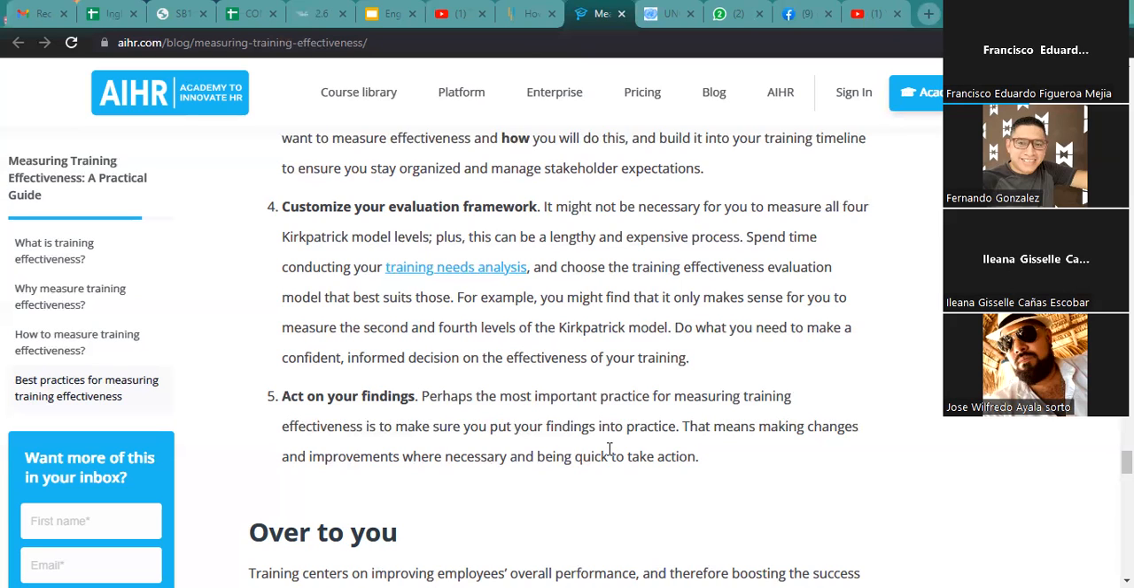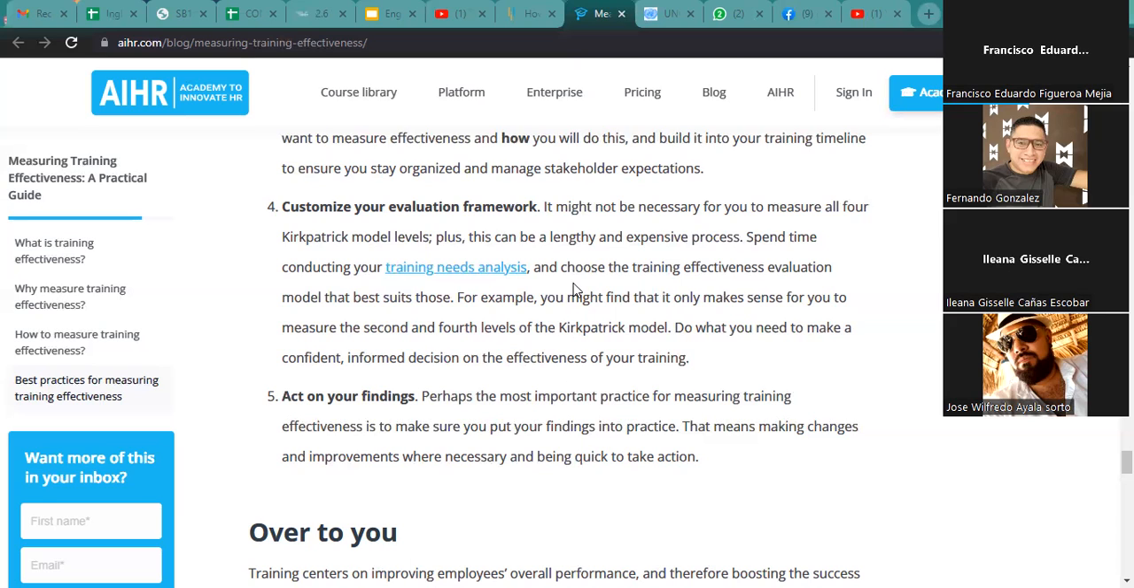That is fine, no worries. So yes, it means that you need to customize your evaluations, the way that you are going to do it. You have a method, you have the training, and of course you can adapt. You can take some pieces of information from some methods, but you can do it yourself. You can adapt to your needs depending on the training and depending on the results that you want from that. So that would be it.